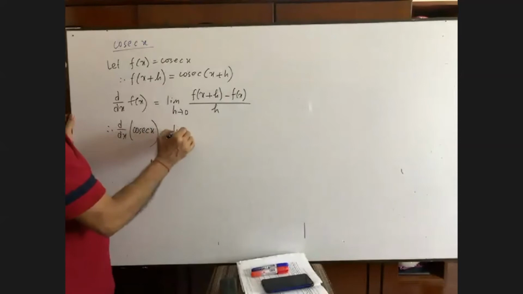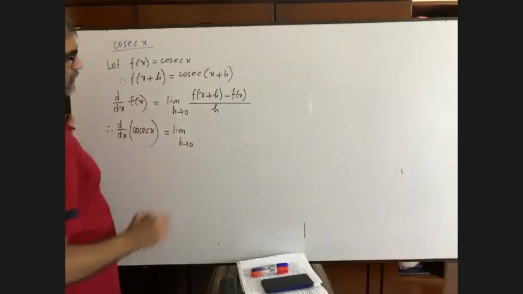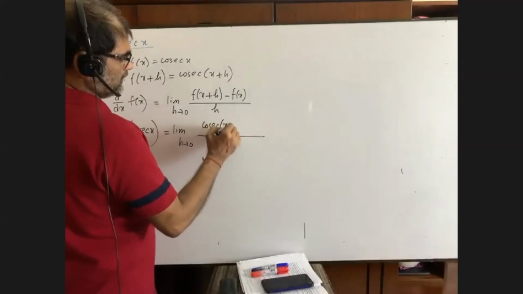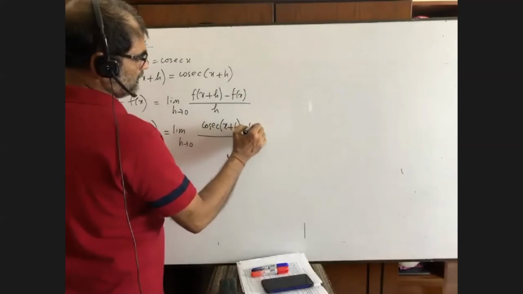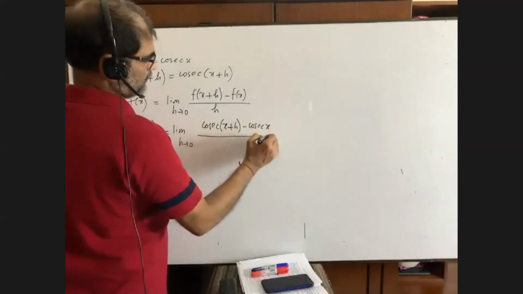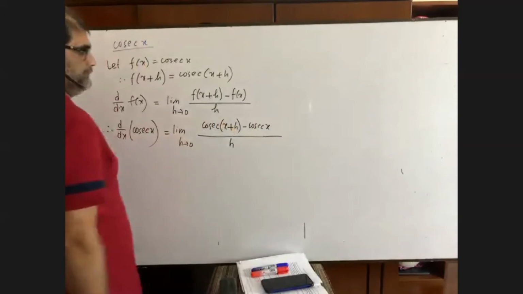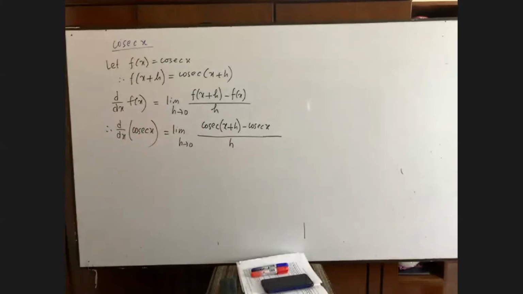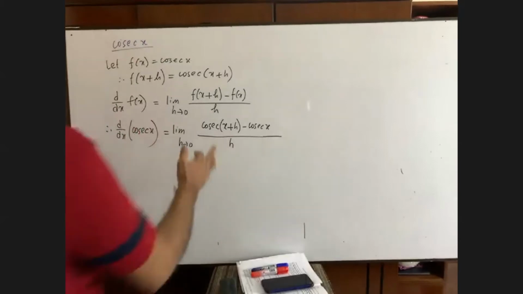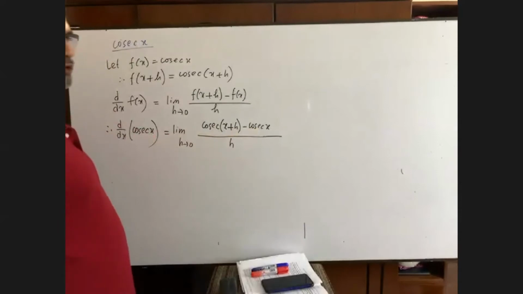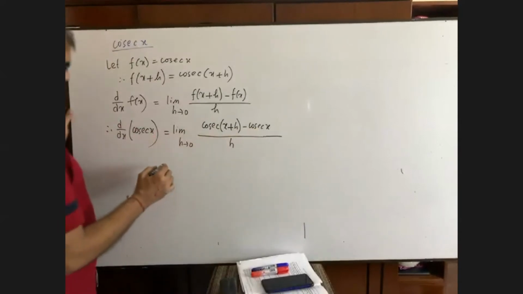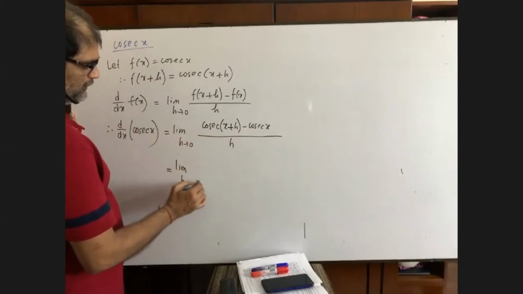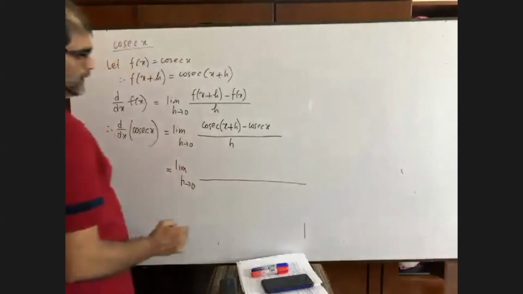So it is the limit as h tends to 0 of cosec(x+h) minus cosec x. Is it okay? Now let's see what we should do. Is there any formula for cosec C minus cosec D? We don't have any formula, but we have another option. With the limit as h tends to 0, we can do the math like this.